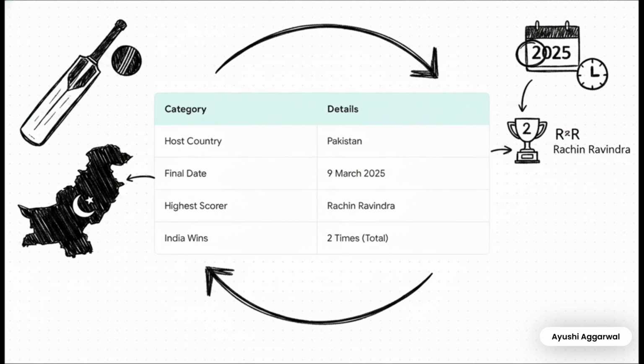Just look at this. They ask who the host country was, that's Pakistan. When was the final? March 9th, 2025. Who was the highest scorer? Rachin Ravindra. And how many times has India won it in total? So you see, just remembering the winner's name is not enough. You've got to pay attention to all these multi-dimensional details.